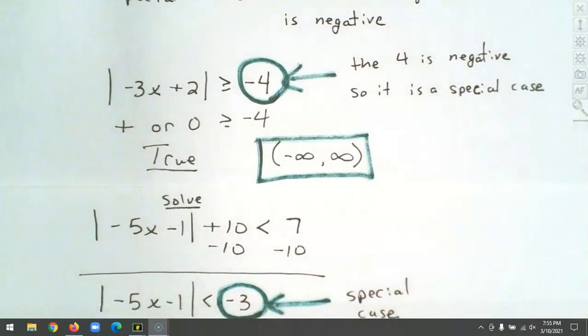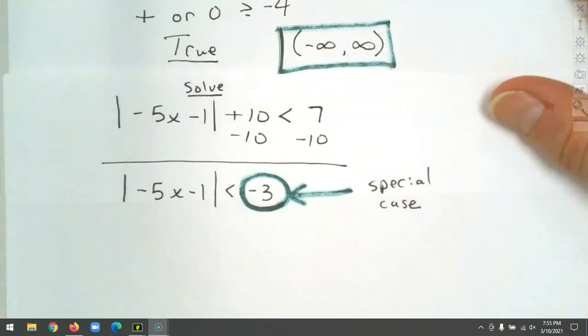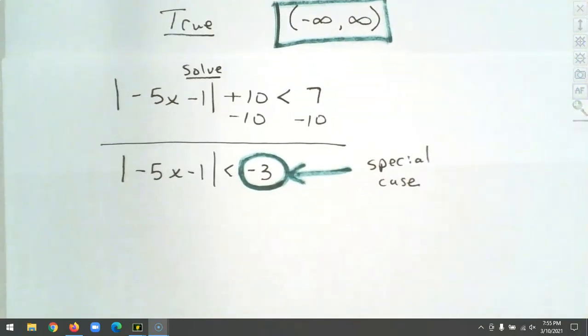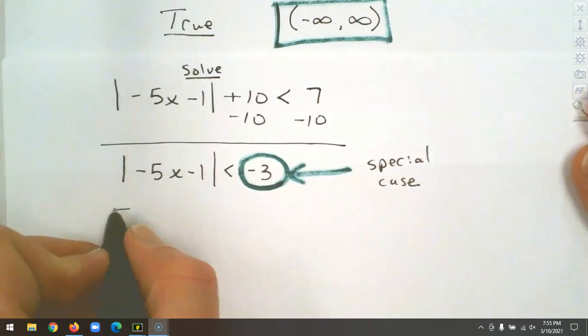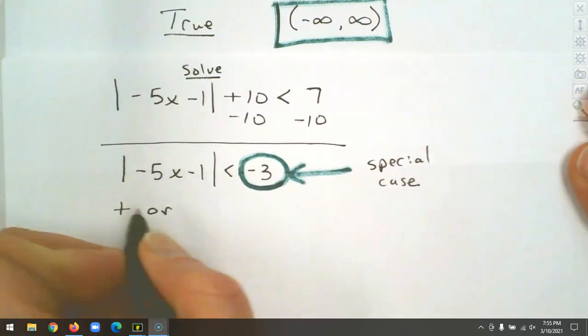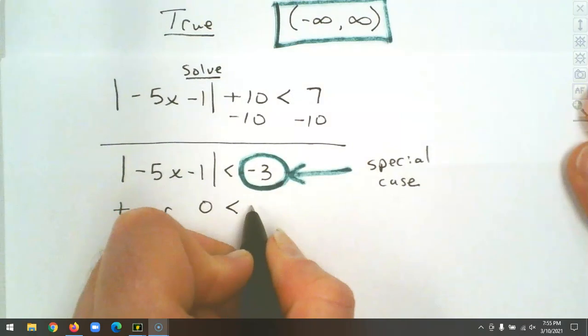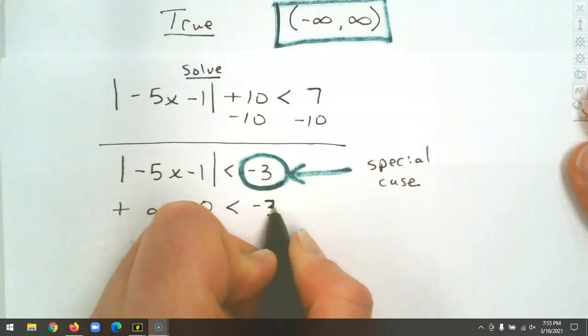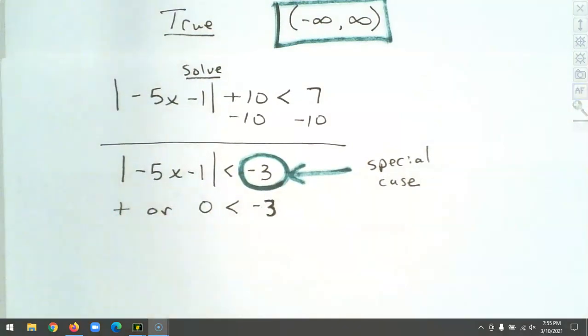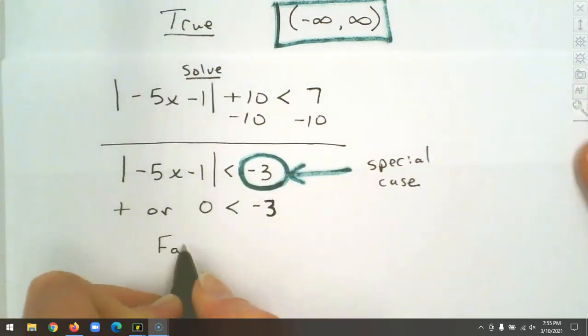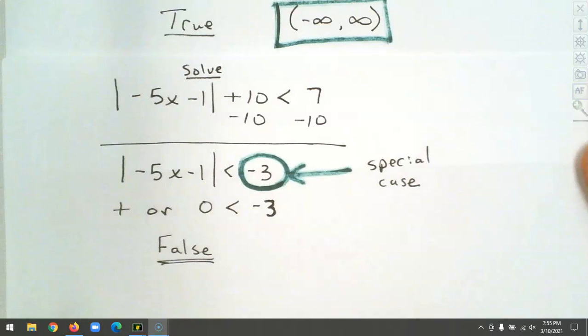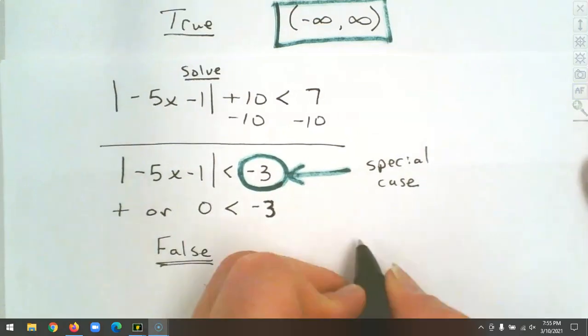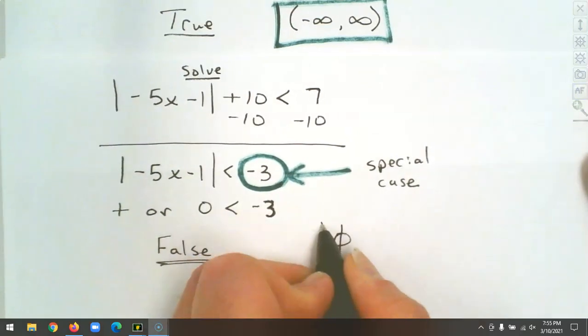Now, what do we know about absolute values again? Absolute values only give you out a positive number or 0. That's your only choice. And our positive numbers, are they going to be less than a -3? Are positive numbers smaller than -3? No. So that would make this one then what? That would make this one then false, and we have no solution.